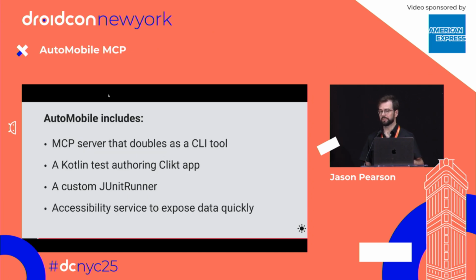It includes an MCP server that doubles as a CLI tool, a Kotlin test authoring CLI tool as well, a custom JUnit runner, and as of 4 a.m. this morning, an accessibility service to expose data faster.